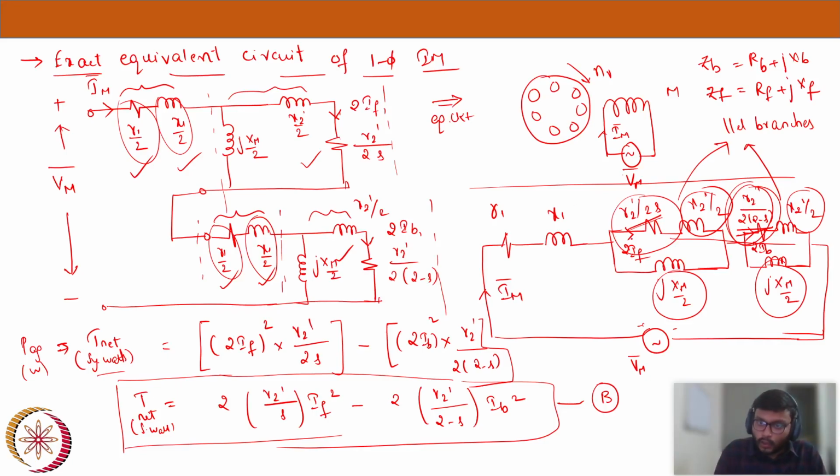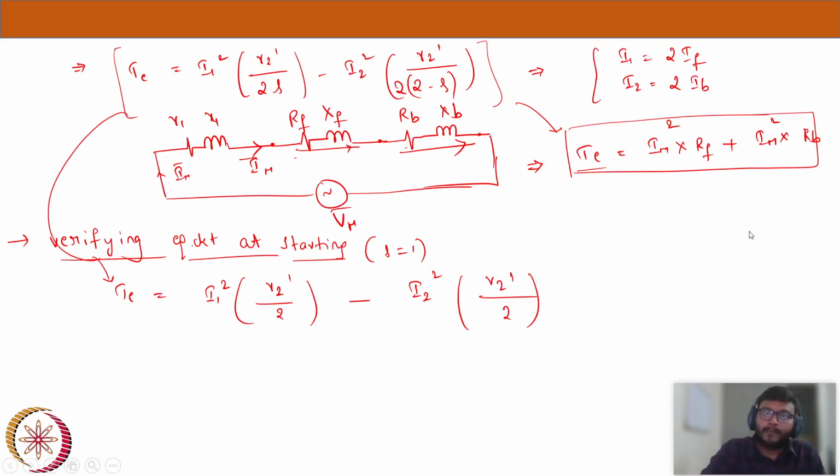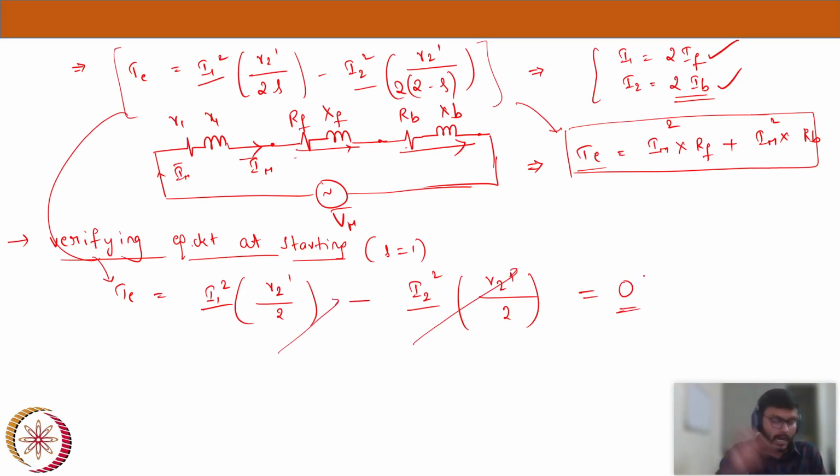So the current flowing through this branch will exactly equal the current flowing through this branch. So 2IF will be equal to 2IB. What I meant to say is I1 will be equal to I2, because 2IF and 2IB are exactly the same, because the R2 dash resistance parts of both circuits are exactly the same. Now if I1 is equal to I2, then what will happen? These two will get cancelled and we get zero starting torque.